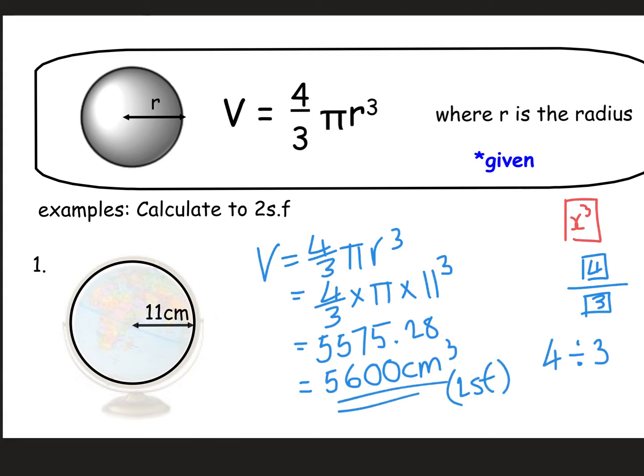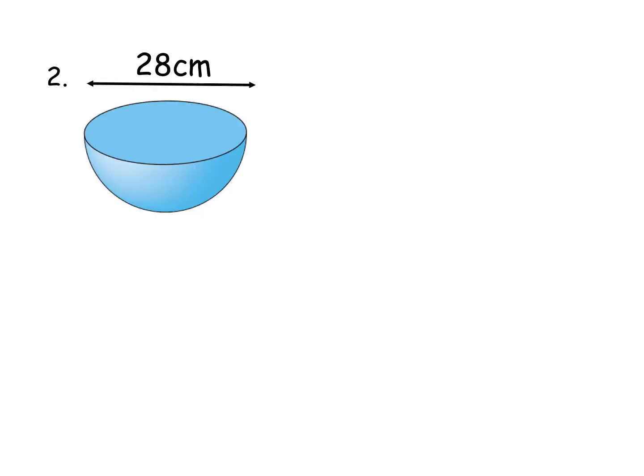Okay? Next example. So this isn't an actual sphere, this is like a hemisphere, like a bowl. It's exactly half of a sphere. So there's 2 ways to do this one. We could go in with V equals 4/3 pi r cubed and effectively find the full volume, but because we want half, you can stick a divide by 2 on the end.